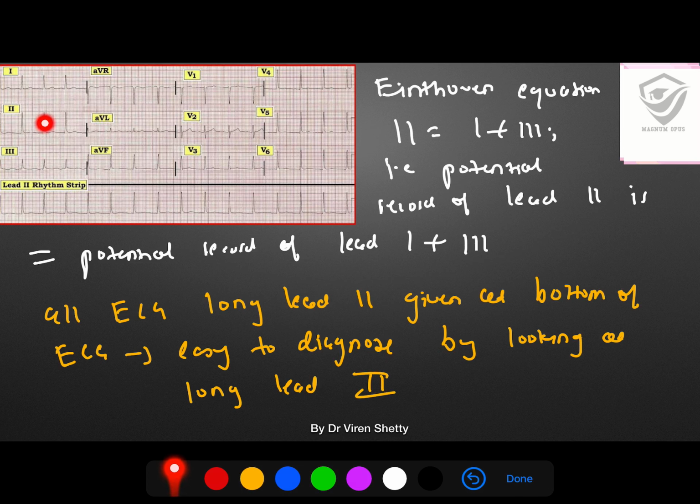So you can see this is a normal ECG. Even though lead 2 is given here, again at the end you will see lead 2 given again, that is long lead 2. The reason is because of the Einthoven equation, where he found out that the potential of lead 2 is more than the potential of lead 1 and lead 3 together. So that is regarding Einthoven equation and long lead 2.